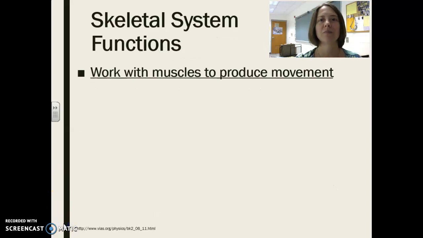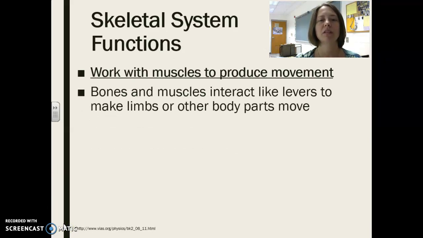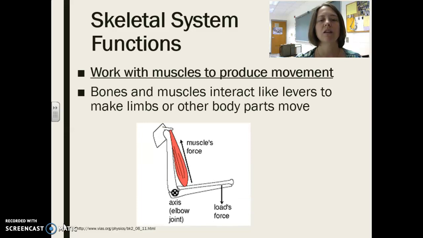Another skeletal system function is the bones work with muscles to produce movement. The bones and muscles interact like levers to make limbs or other body parts move. So looking at the picture, the bones work like a lever using the muscle, and then here is the point of the lever, the joint, and then the load, and then the effort.